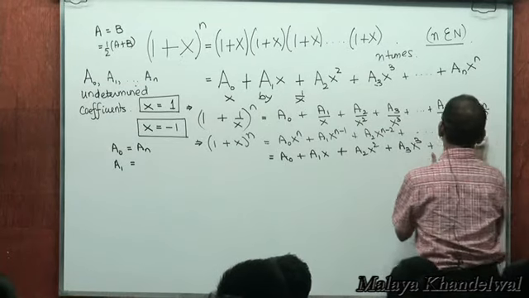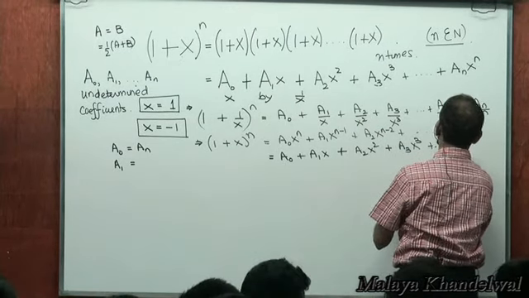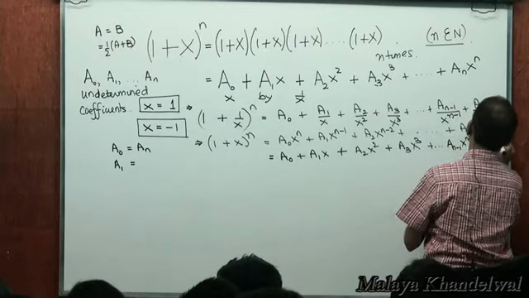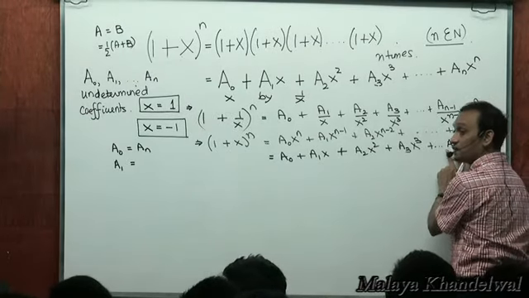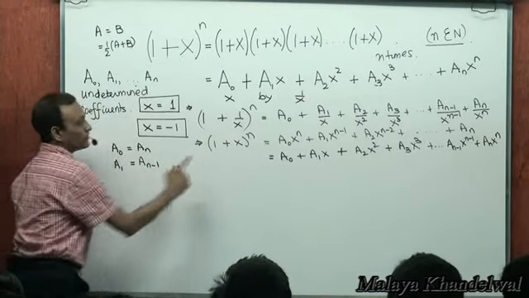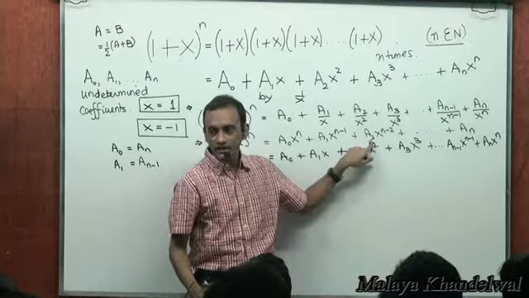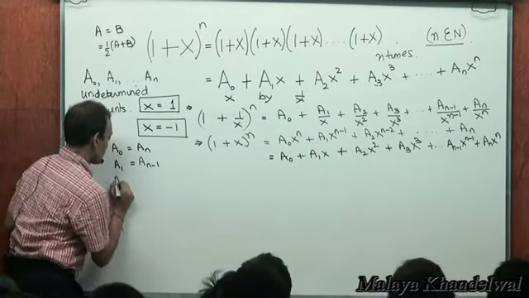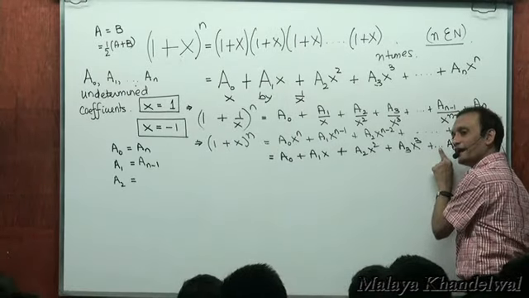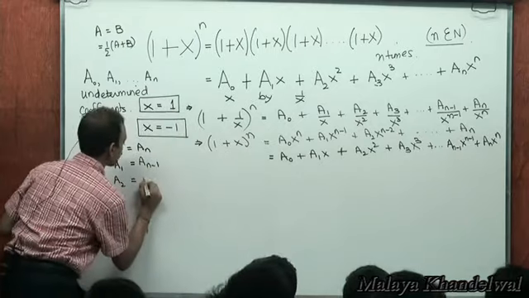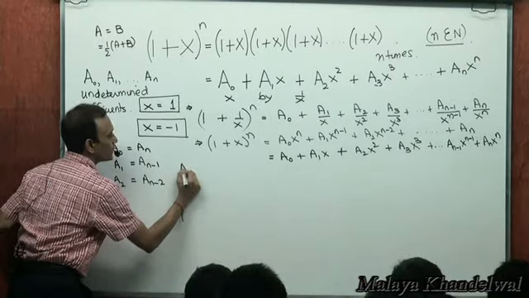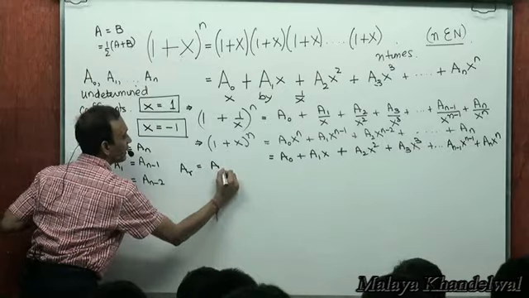The term prior to this, a n minus 1 x power n minus 1 plus a n x power n. The coefficient of x power n minus 1 on the right hand side is a n minus 1. Similarly, the coefficient of x power 2 is a2 here, and that must be equal to the coefficient of x power n minus 2. The term prior to this would be a n minus 2. And similarly, if you keep going this way, you get a r equal to a n minus r.